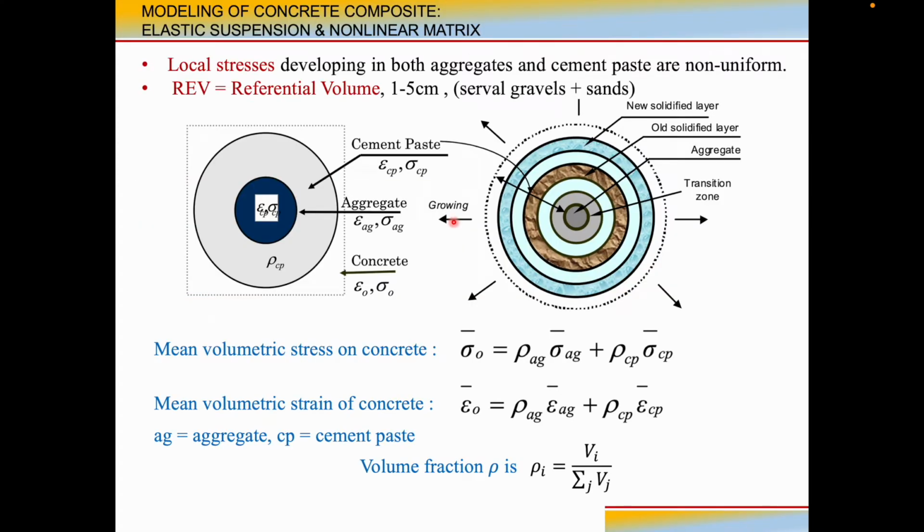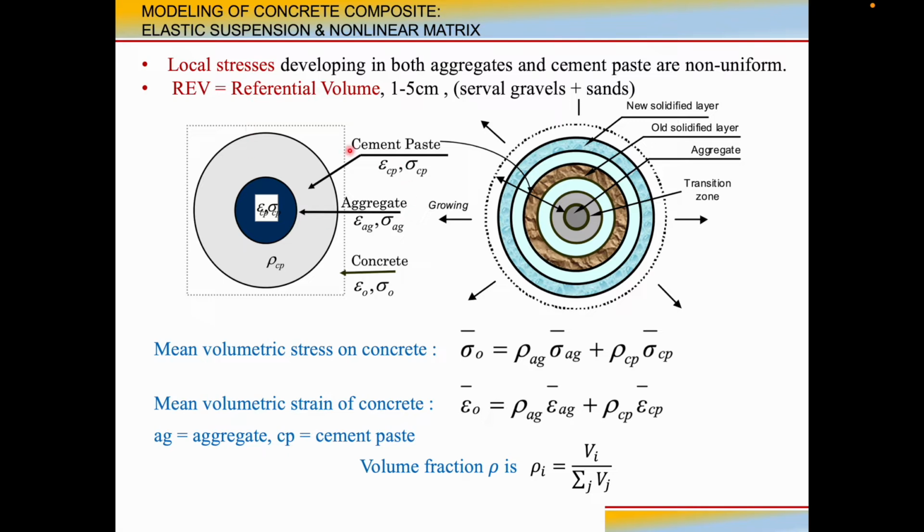So here is the concept of modeling of concrete composite. Aggregate particles can be modeled as a suspended elastic body surrounded by cement paste, as shown in this picture, and local stresses developing in both aggregates and cement paste are non-uniform. When hydration starts, a solidified layer is bound, and when hydration continues, a new solidified layer is bound.